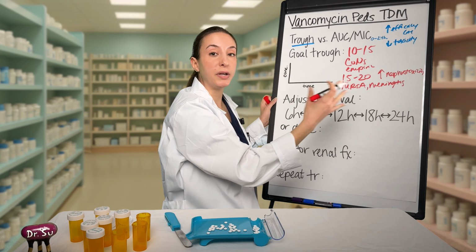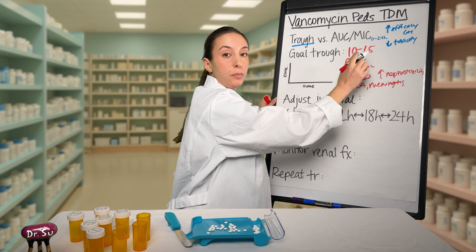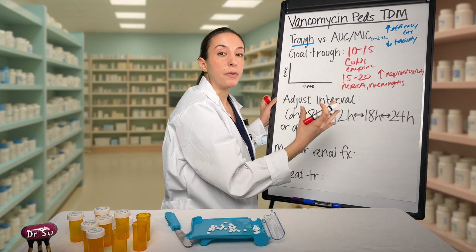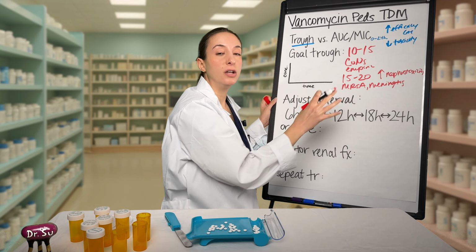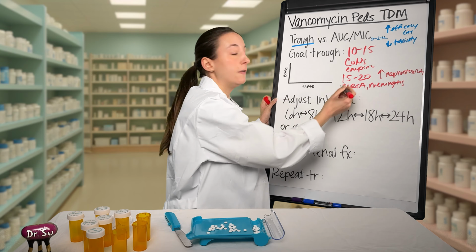So for neonatal empiric sepsis, for example, 10 to 15 would be your goal. If you're super concerned for MRSA infection or you have a true MRSA infection, osteomyelitis, endocarditis, 15 to 20.